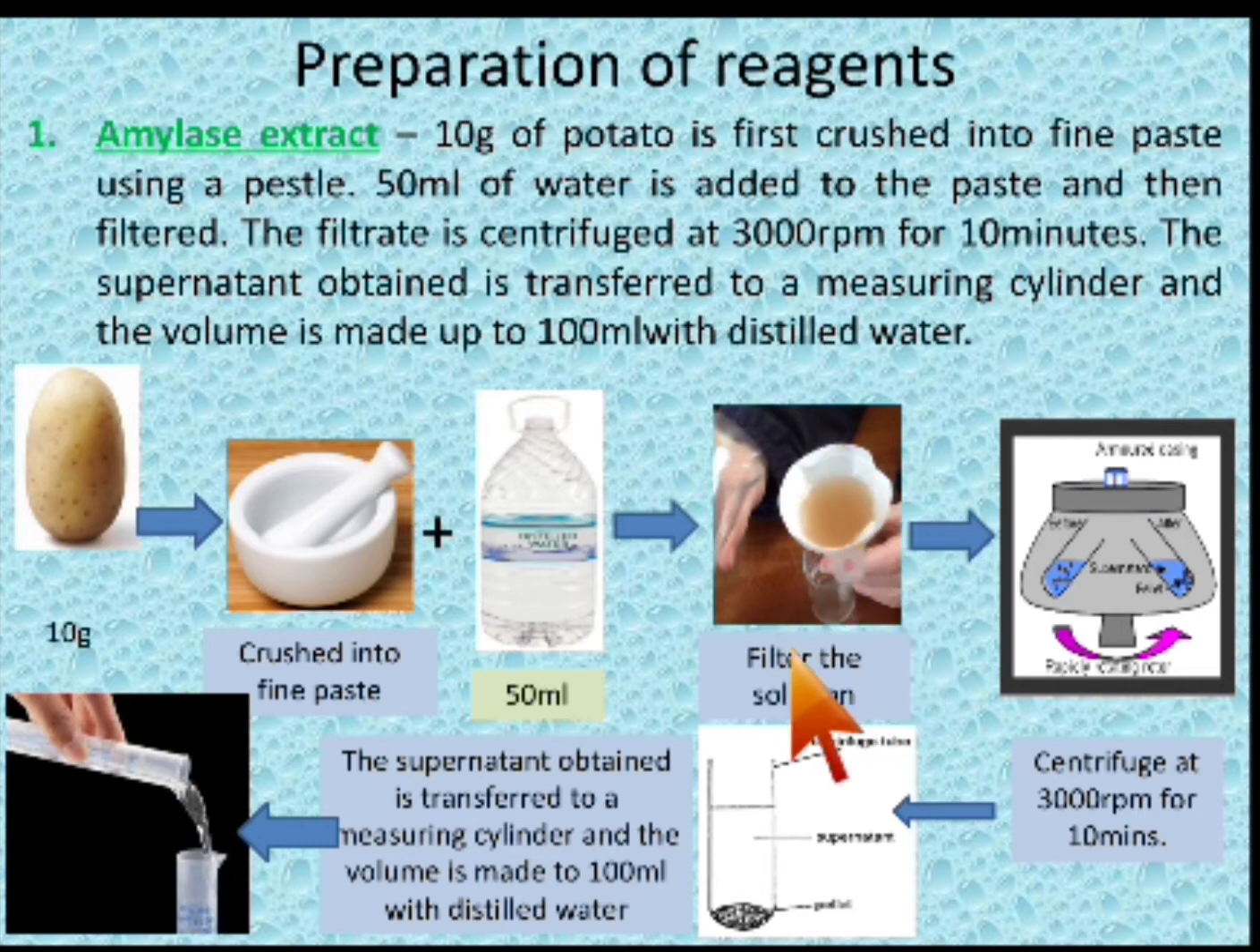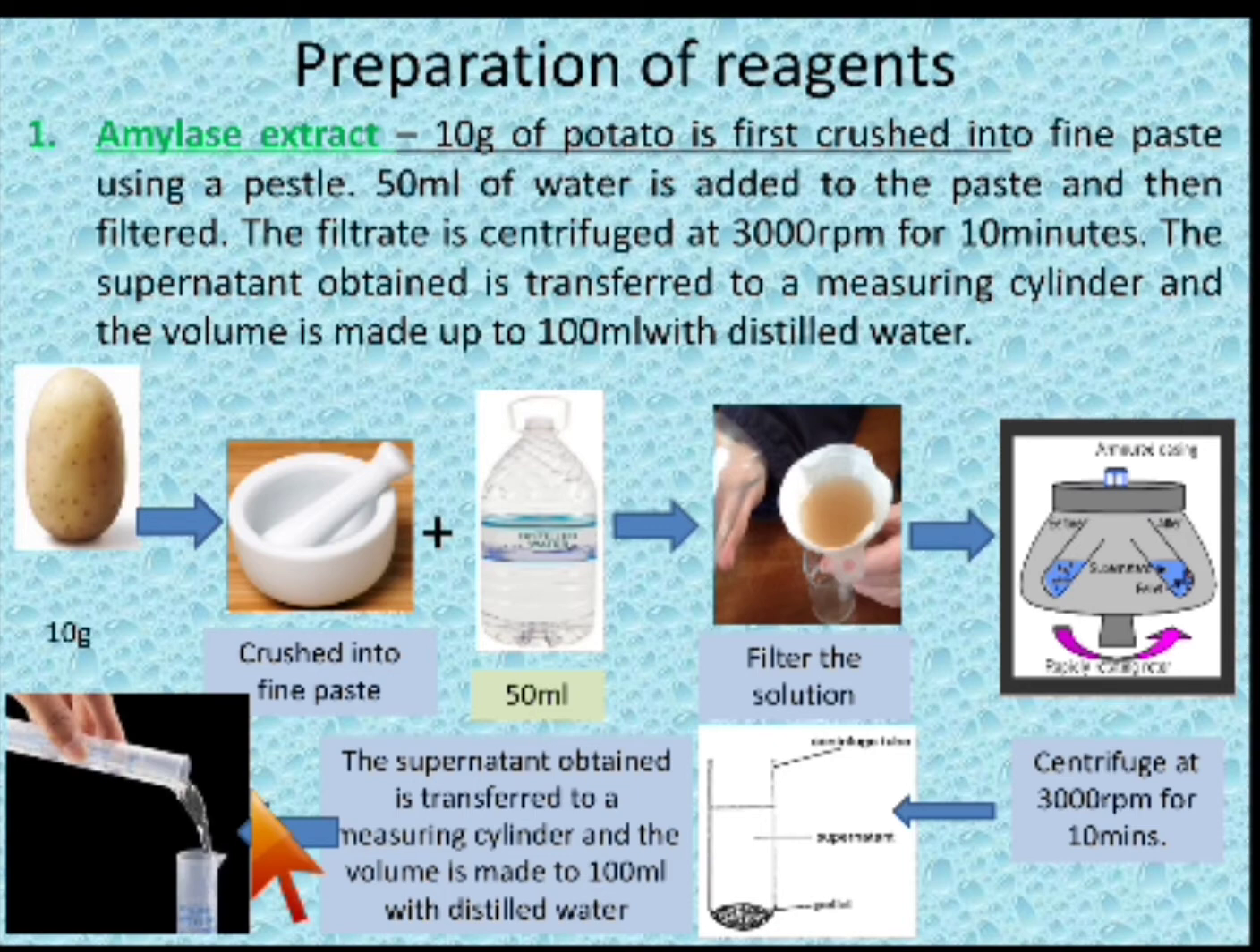Then you will take only the filtrate and centrifuge at 3000 rpm for 10 minutes. After centrifugation, you can throw away the pellet and take only the supernatant. The supernatant obtained is then transferred into a measuring cylinder, and the volume is made up to 100 ml with distilled water. Right, so that will be our amylase enzyme.